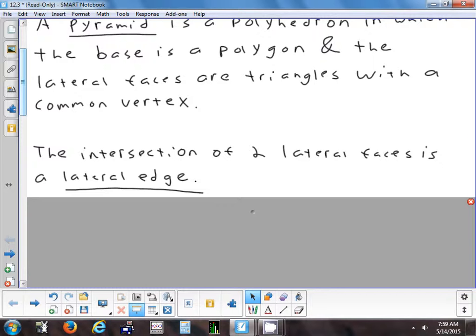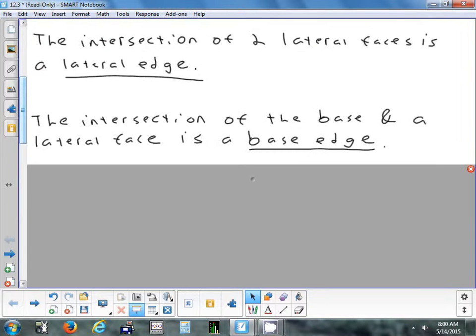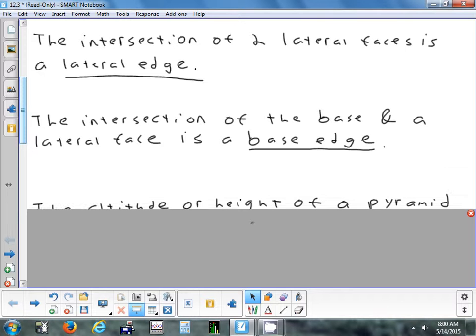In a pyramid, the shape of the base can be any polygon. It could be an octagon, so you can have an octagonal pyramid. You could have kind of the standard pyramid where the base is a square, and then you've got four triangles coming up from each side. That's how most people picture a pyramid. But there's many different kinds of pyramids. Base edges, those are the ones that run along the base.